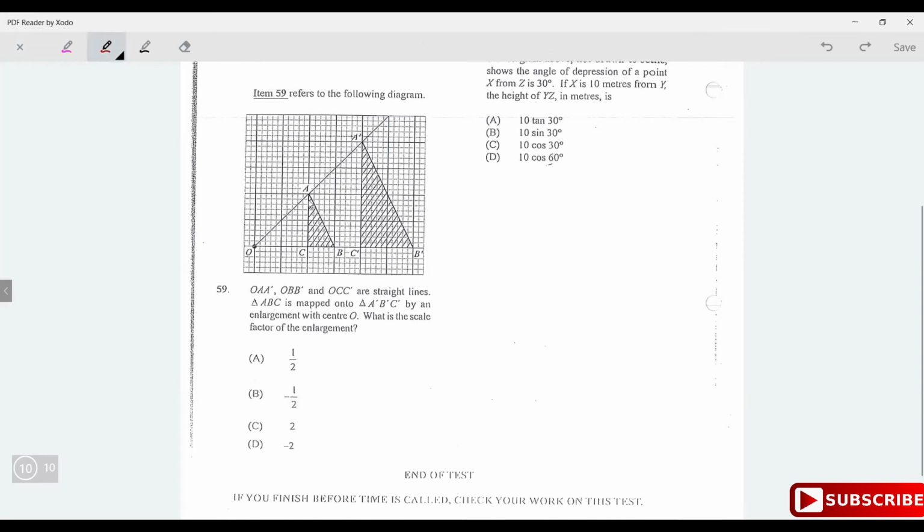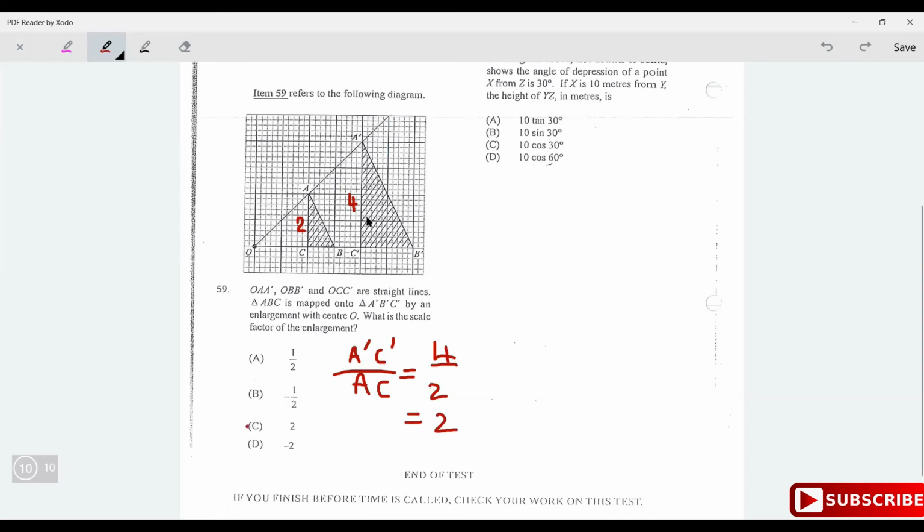As you can see right here, the length of AC is 2, and the length of A prime C prime is 4. Remember, it's image over object. So to find the scale factor, A prime C prime divided by AC is going to be 4/2, and 4/2 is 2. Image over object, and so the scale factor is 2.